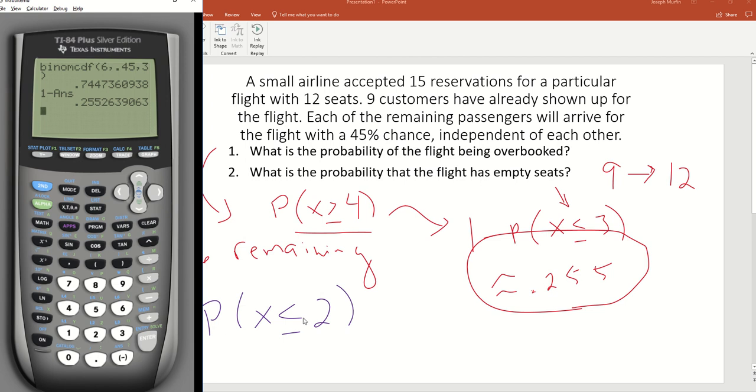So again, I can go over to my calculator. In this case, I'm doing a less than or equal to 2, so I can just use my binomial cumulative distribution. So again, I go down to the cumulative distribution, and I'm going to do out of the 6 passengers, there's a 45% chance that each will show up, and I want 2 or fewer to show up. So this probability should be about 0.441 or 0.442.